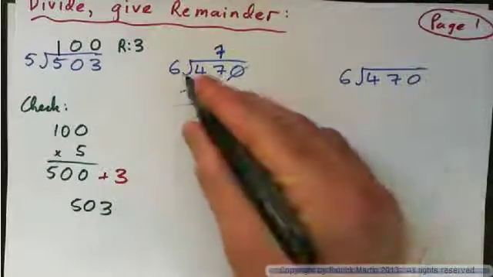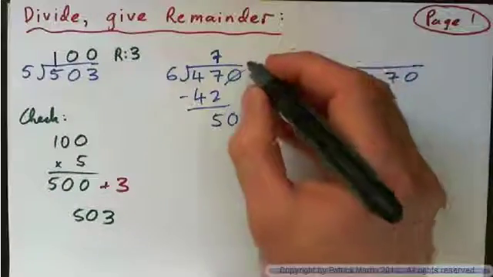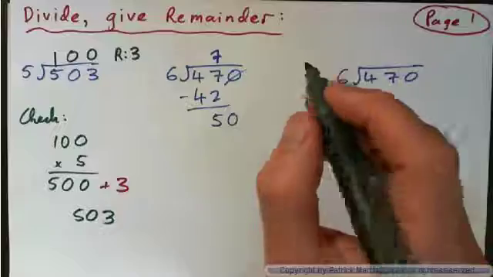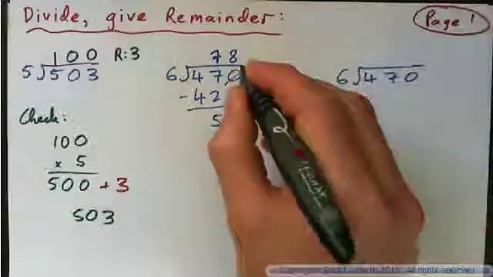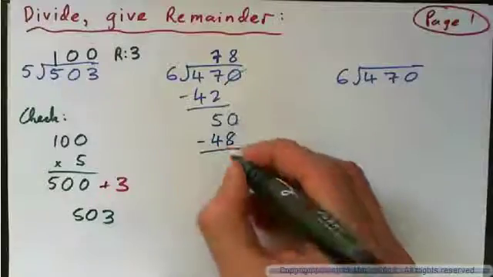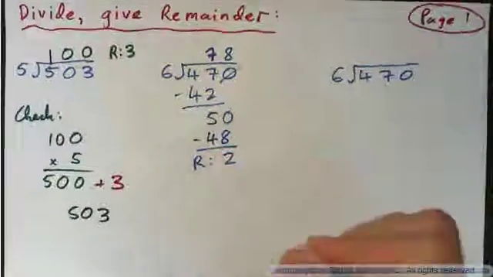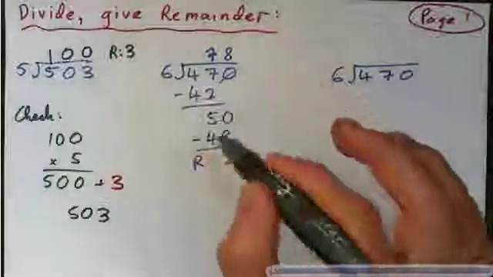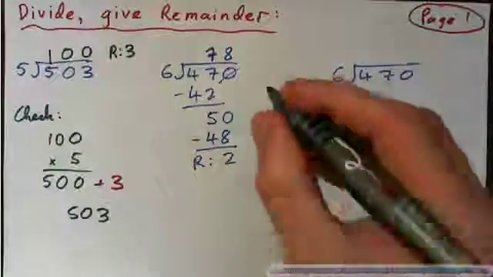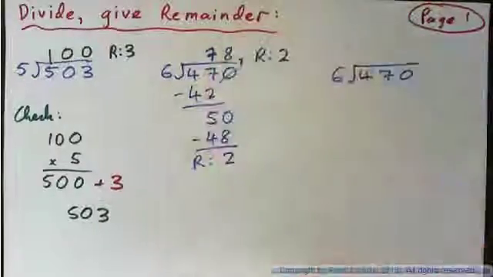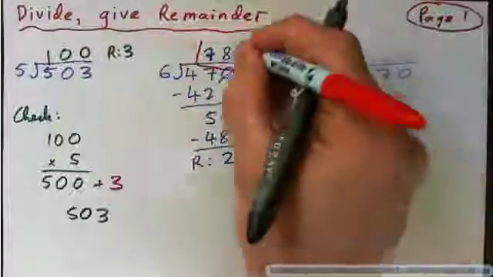Bring the 0 down, and now 6 into 50 goes 8 times, right? And 8 sixes is 48, and then you subtract and you get 2, and this is remainder 2. So this is the long division way of doing it. So the answer is 78 remainder 2. You don't have to write out remainder, you can just write it like that if you like.